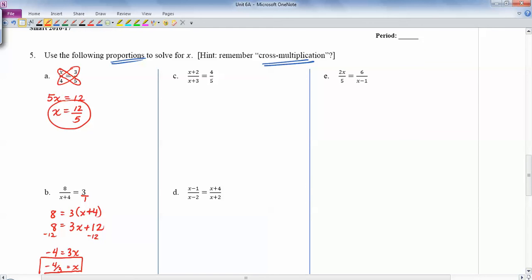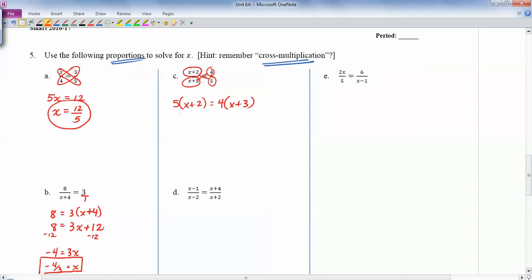Okay, C. Let's see. So we can cross multiply here. We got 5 times x plus 2. So these guys go together. And then these guys also go together. So it's 5 parentheses x plus 2 equals 4 parentheses x plus 3.